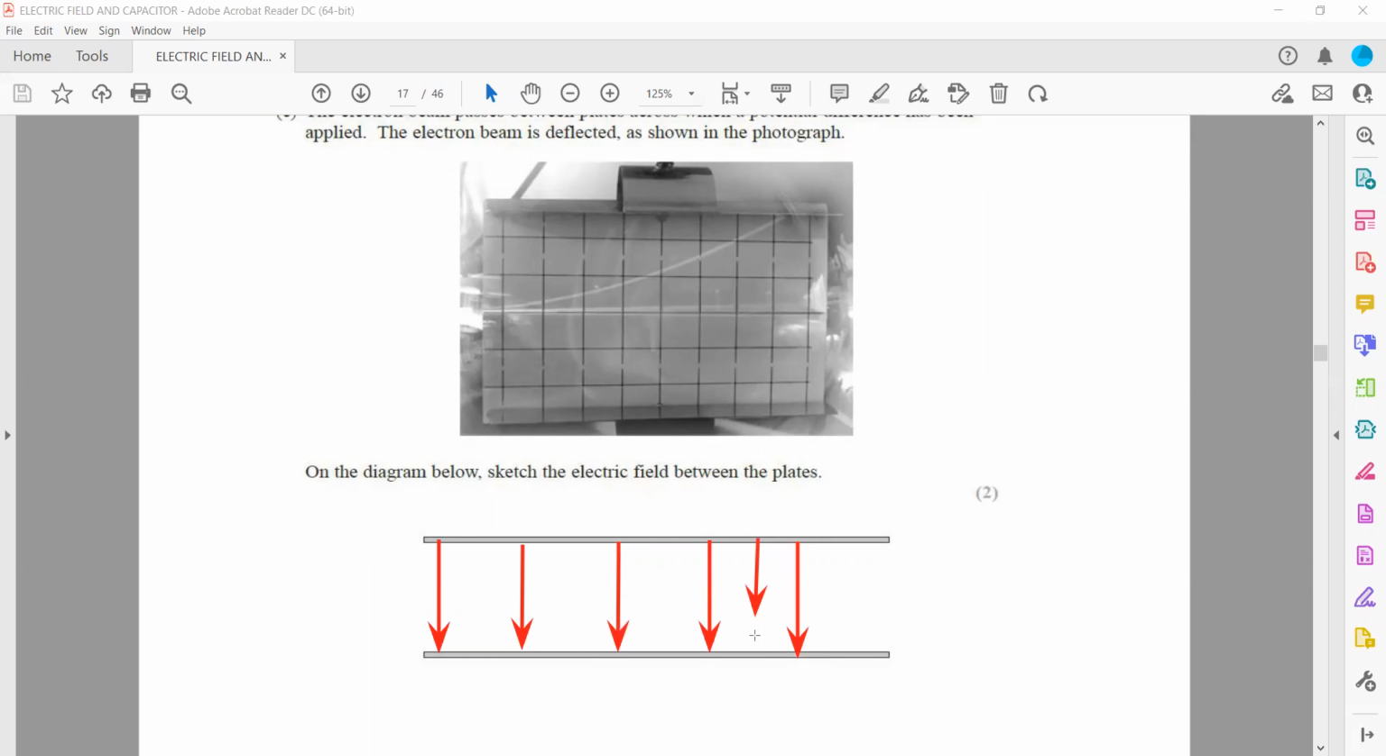If in the exam you draw more lines in some parts and fewer lines in other parts, it means the field is non-uniform, so that will be considered wrong. Whenever you draw them, draw them equally spaced, and near the edges, it will be curved, as it's non-uniform.